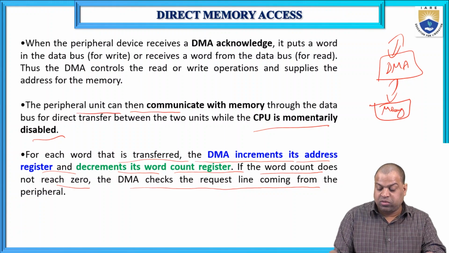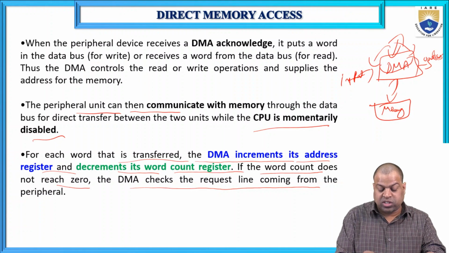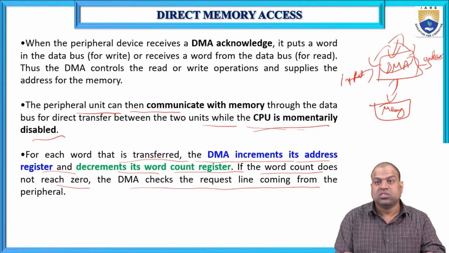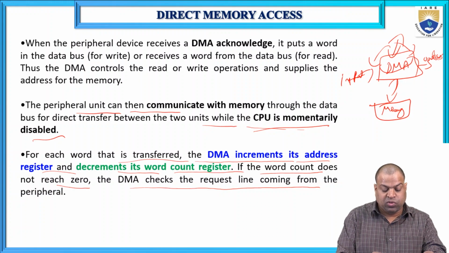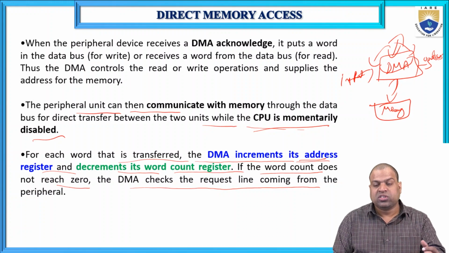The peripheral unit communicates with input and output through the data bus. The data will be passing through this one, and the transfer between the two units with the CPU is momentarily disabled. For each word that is transferred, the DMA increments its address register. The address is incrementing, which means it decrements its word count. So when the address is incrementing, the word count will be decrementing.